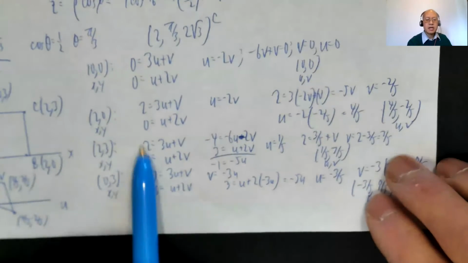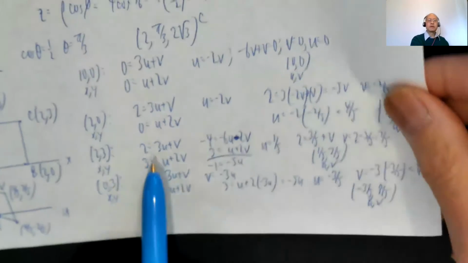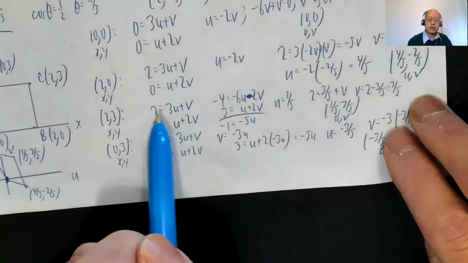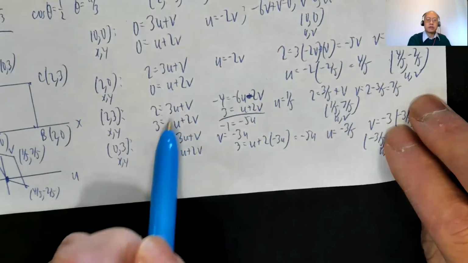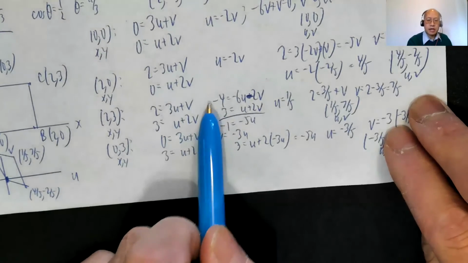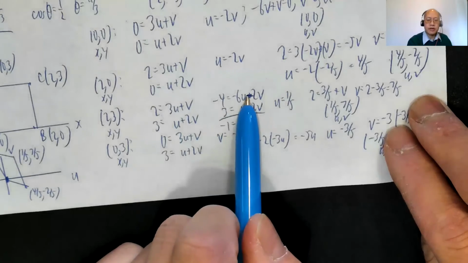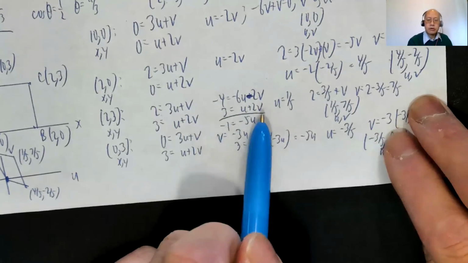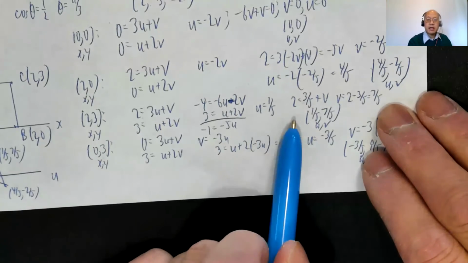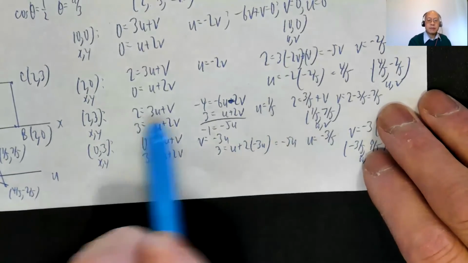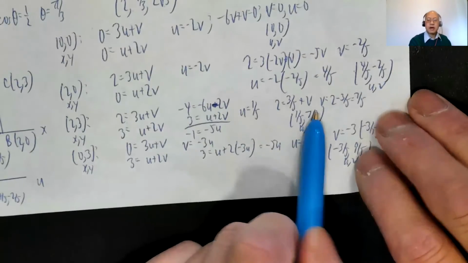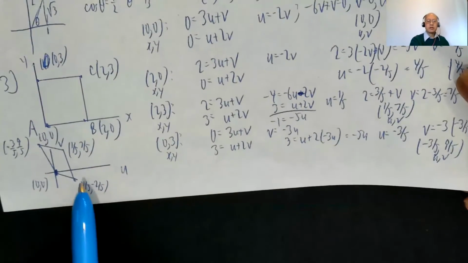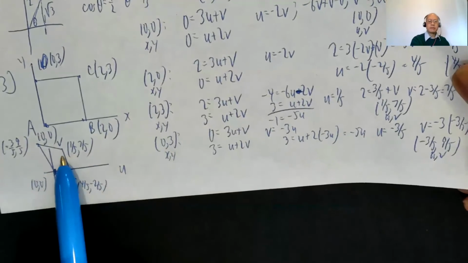2, 3: 2 is x, 3 is y. So 2 equals 3u plus v. 3 is u plus 2v. Multiply the top equation by negative 2. This is not the only way to do it. It's your standard 2 equations and 2 unknowns. So multiply this by negative 2: negative 4 equals negative 6u minus 2v. Leave the second equation alone, add them up. Negative 1 is negative 5u, so u is 1/5. And plug back in. 2 is equal to 3 times u, so 3/5 plus v. V is 2 minus 3/5, which is 7/5. So u comma v is 1/5, 7/5. So that's 2, 3 becomes that.